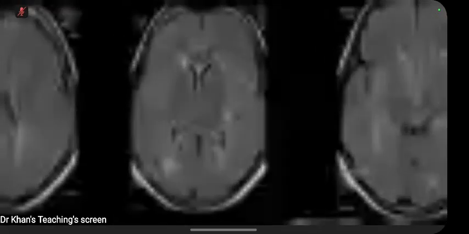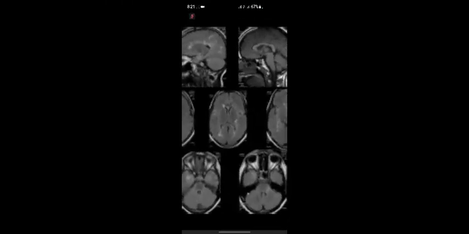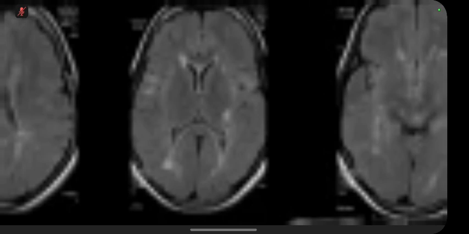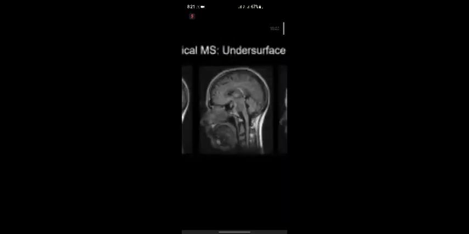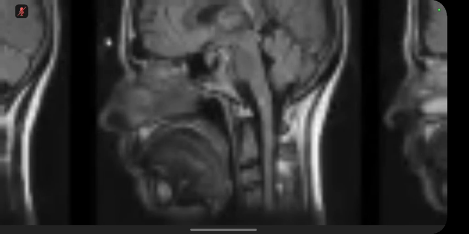So you should know what the features in favor are and what the features not in favor are, for other conditions which you want to discuss in the differential diagnosis. So just a recap of the features.